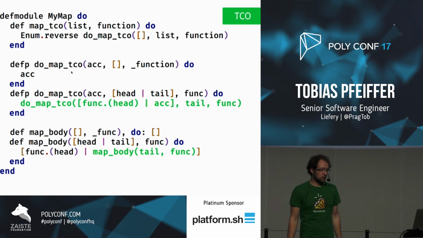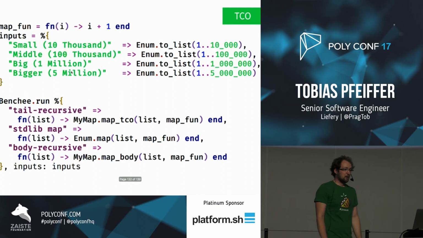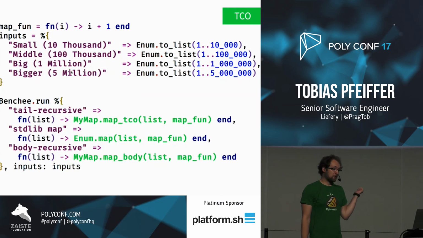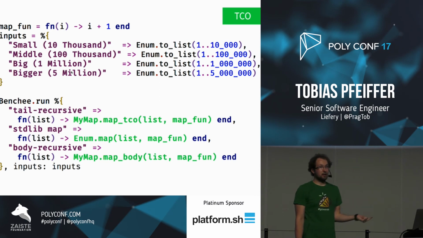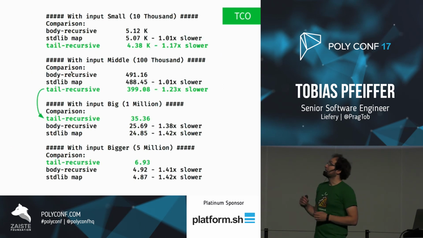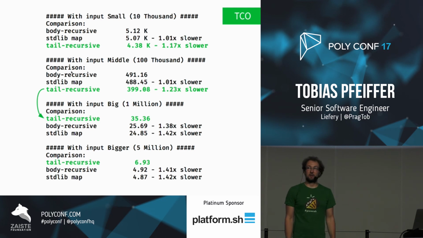So we write another benchmark, and again, we have different inputs, 10,000, 100,000, a million, and 5 million inputs, pass them in, and we run our map with the tail recursive version, we run the standard library map as a comparison, and we run the body recursive version. Then we have a look at the results. Tail recursive is the slowest for 10,000 and 100,000. It's even slower than our body recursive one, and body recursive is actually faster than the standard library map. But it gets to be the fastest with 1 million inputs or with 5 million inputs. So that's something, again, where that whole thing changes up.